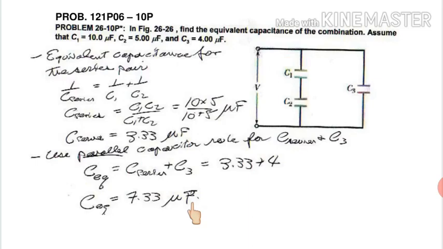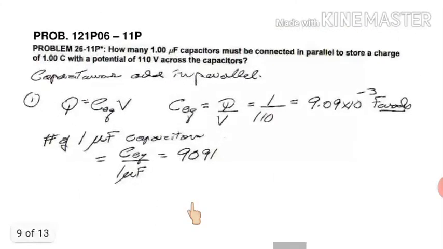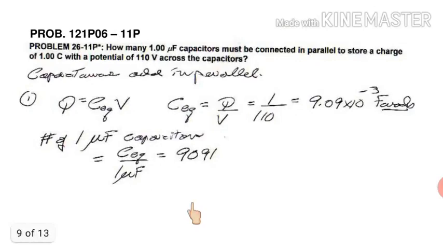So I think this question is also clear. Next question we have: how many 1 microfarad capacitors must be connected in parallel to store a charge of 1 coulomb with a potential of 110 volt across the capacitor? Actually what is given? Charge is given and V is given. That is, Q is given and V is given. And if Q and V are given, we can easily calculate the equivalent capacitance.